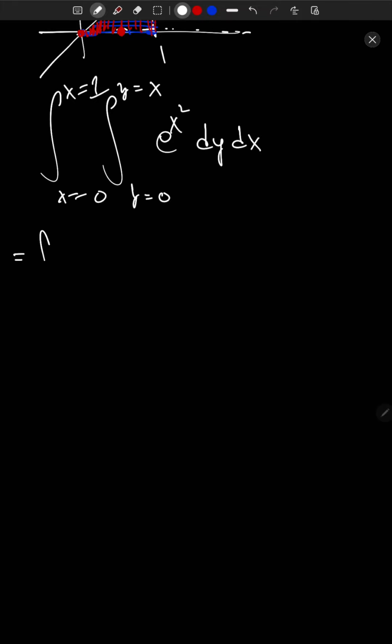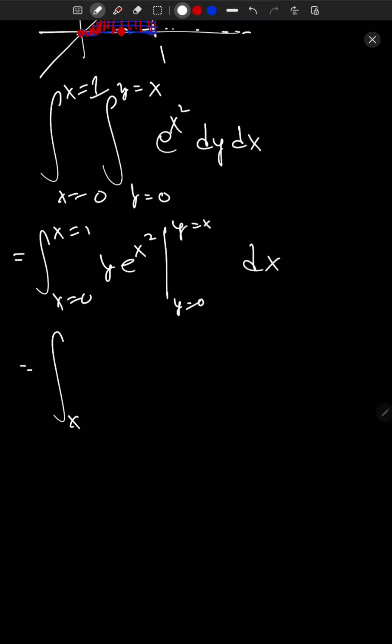And it looks like it's going to work out, because if I actually do this, the inner integral has no y's, like we said. So this is actually just going to be y e to the x squared, evaluated from y equals 0 to y equals x, dx, and that's going to be x equals 0 to x equals 1. Evaluated at 0 it just goes away. Evaluated at x, I get x e to the x squared dx.